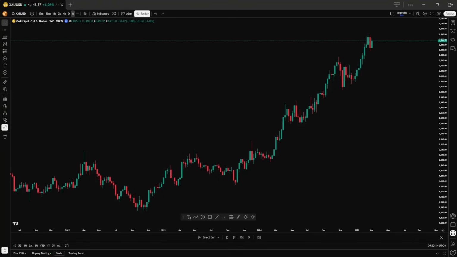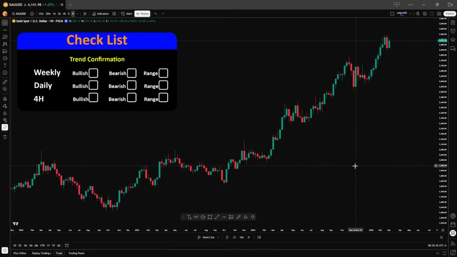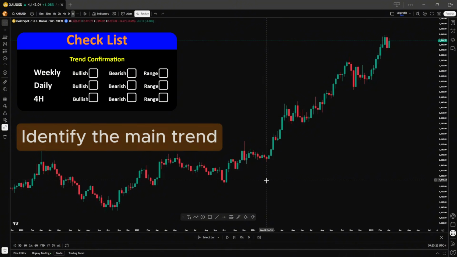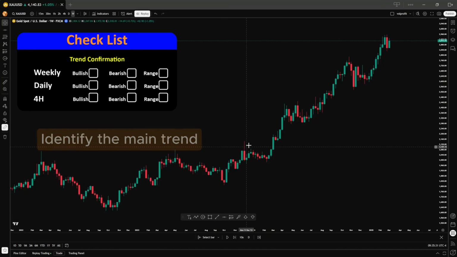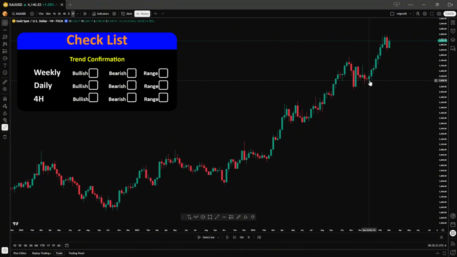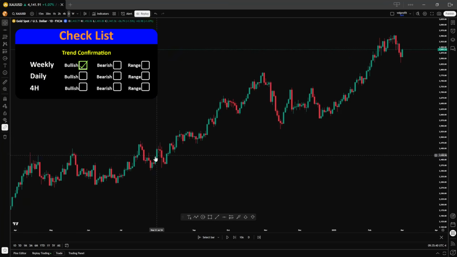I've added a checklist for this strategy above. Let's go through how to use it. We start with the weekly time frame. Here, we identify the main trend. For example, gold is currently in an uptrend on the weekly chart. It's making higher highs and higher lows, so the weekly trend is bullish. Next, on the daily, we see it's also bullish, still making higher highs and higher lows.